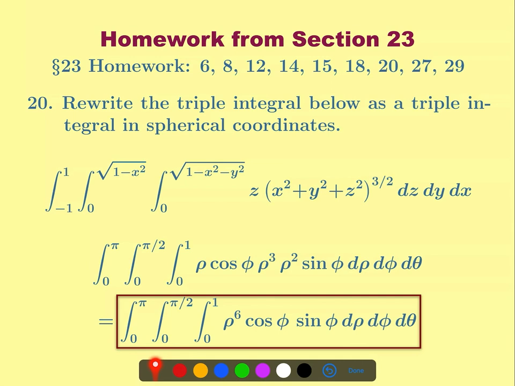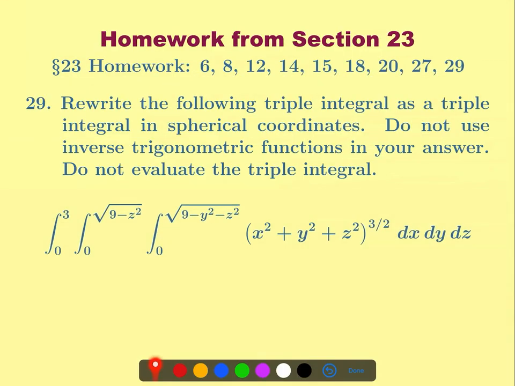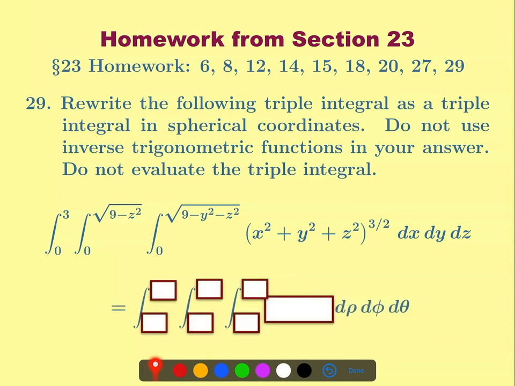The last problem, number 29, that we're going to do is similar. We want to rewrite this one in terms of spherical coordinates. So the integrand, rho squared to the 3 halves, will give us rho cubed. And the dx, dy, dz will be giving us a rho squared sine phi d rho d phi d theta. But we need to figure out the limits of integration. So let me get started here. Again, I'll put that rho to the 5th sine phi d rho d phi d theta.